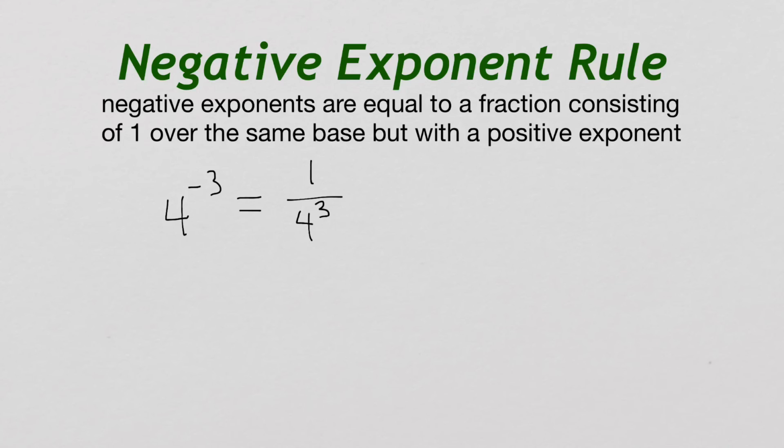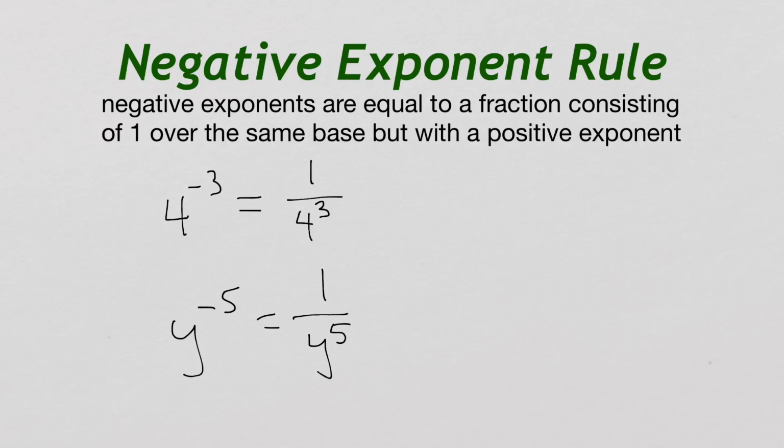Do that with a variable. Let's use a y this time. So let's say y to the negative 5th. That's just going to be 1 over y to the 5th. So same thing, you're just changing it to a positive and you're putting a 1 on top.